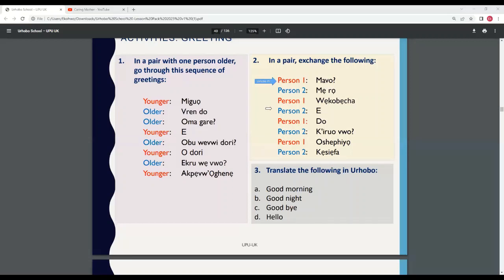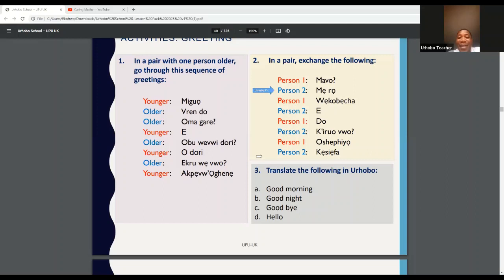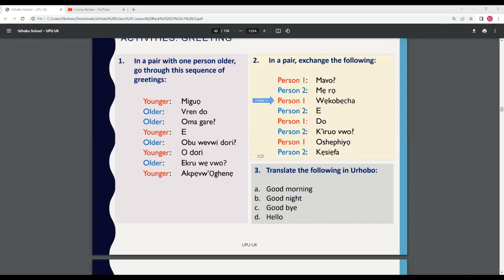Hello, hi. Yeah, Miro, I'm okay. I'm okay, yeah. Wekobeksha is, what's that again? Oh gosh. You're welcome. We're welcome. Is yes. Do is, oh gosh.